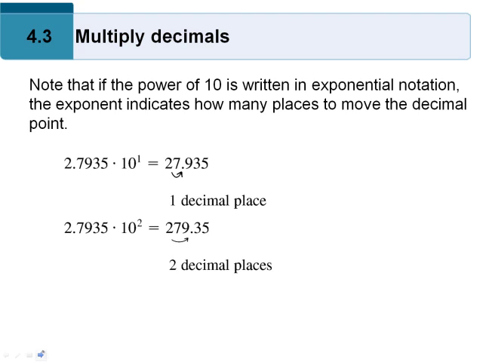Now, that also applies when you have 10 to a certain power. So if you look down here, the same number, 2.7935 times 10 to the first, that exponent, 1, tells us I need to move that decimal point one place to the right. So then the second one, when it's times 10 to the second, that tells you 2 places. Okay? If it was 10 to the fourth, you would move the decimal point 4 places to the right. Okay? So that's how we multiply. It's a shortcut way of multiplying decimals by powers of 10.